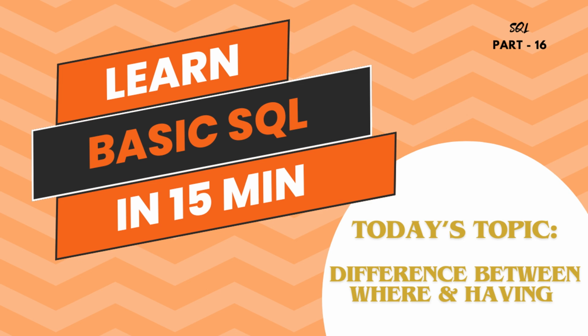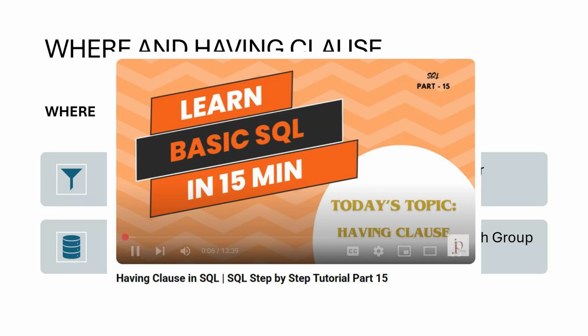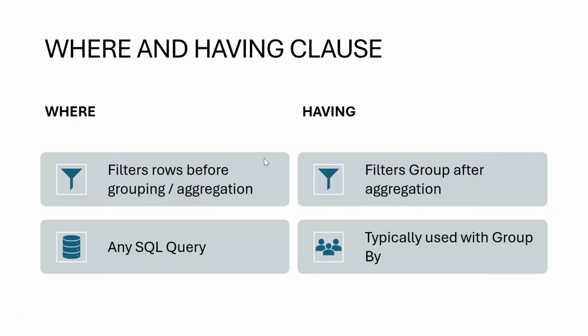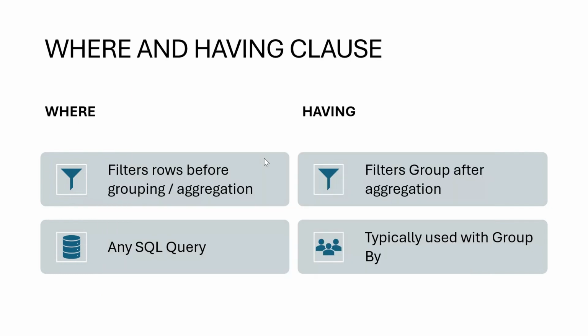In today's video, we are going to discuss the difference between the WHERE and HAVING clause. In the last session, we discussed the HAVING clause and saw some examples as well. The WHERE clause we already discussed in some of the initial videos. So let's see what exactly the difference is between the WHERE and HAVING clause, and when we use the WHERE clause and when we use the HAVING clause.